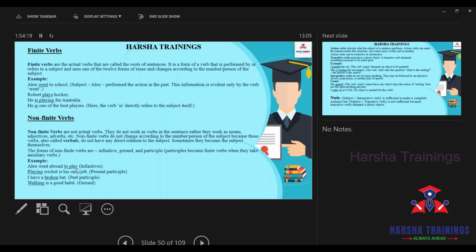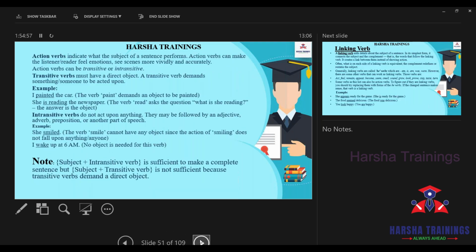Even though play is a verb, it is not acting as a verb there. Went is the verb in this sentence, actually. Play is working as a noun, I mean, not an action, it's working as an object, right? So it is in the infinitive form. So these are called non-finite verbs. Understood? They do not act as verbs as such in the sentence. They act as nouns. These are called non-finite verbs.